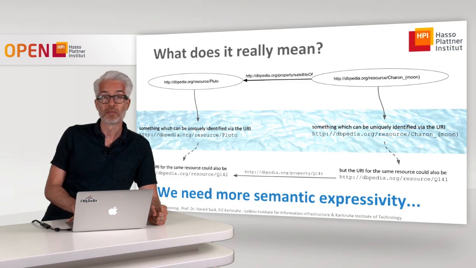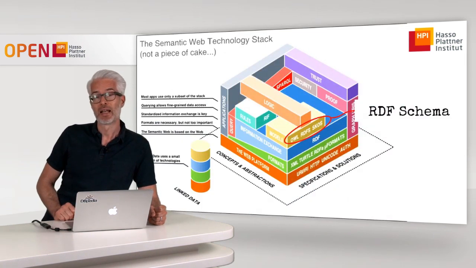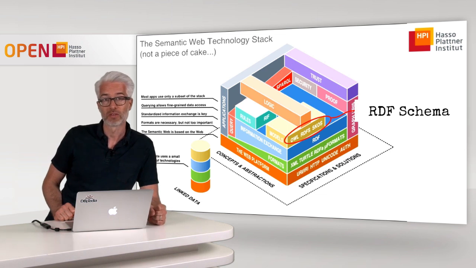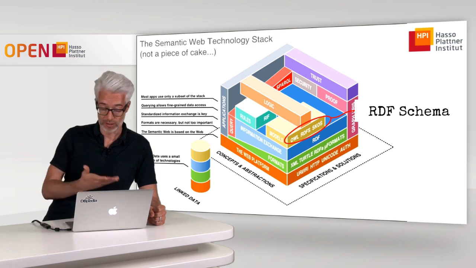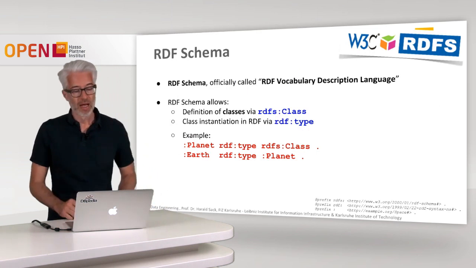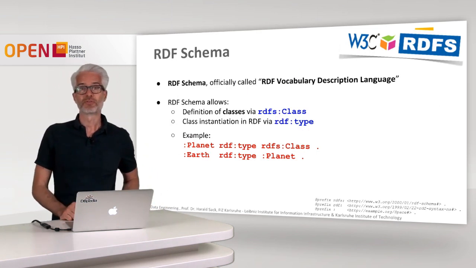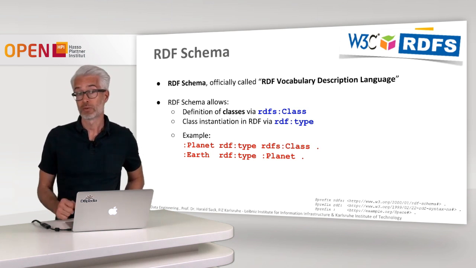So we need more semantic expressivity, and for this we use the next layer of the semantic web technology stack, the linked data technology stack, which besides OWL and SKOS, for example, also contains RDF schema, the schema definition language for the resource description framework. And this is the thing we are talking about now. RDF schema is officially referred to as RDF vocabulary description language, and it's a language to describe or define vocabularies.